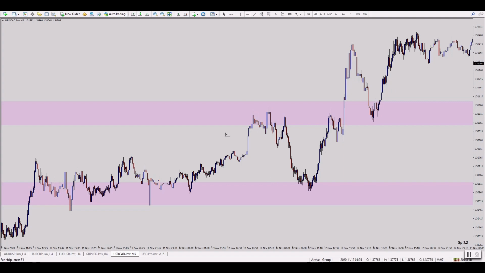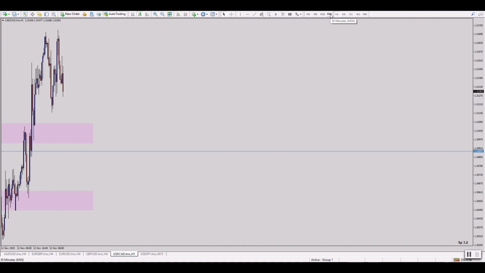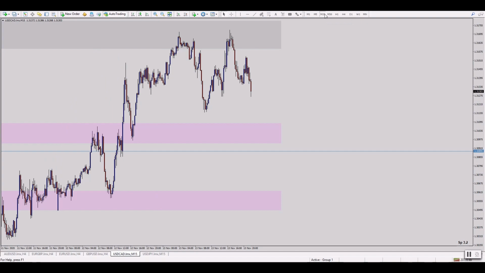Now, the crucial thing, of course, is the first opposing zone, in this case, demand. When price hits your H4 supply zone, you just go down through the time frames until you get to about M15. You can see that this is clearly the low that led to the highest high. So this is going to be the first opposing demand. From there, you can be a bit relaxed.